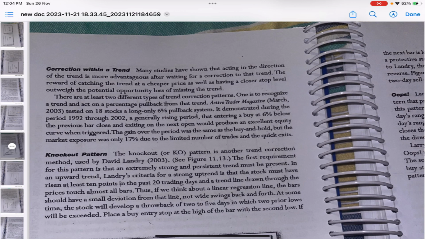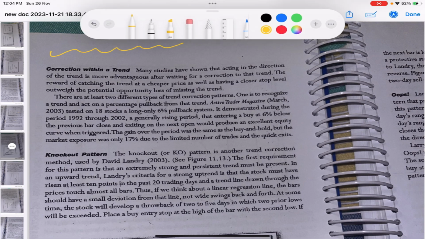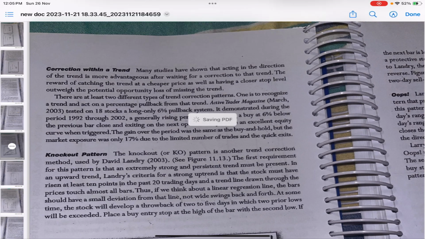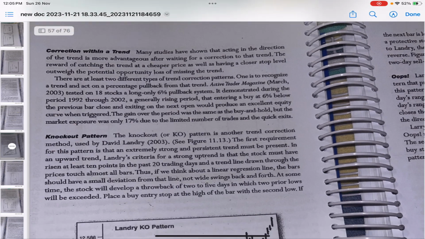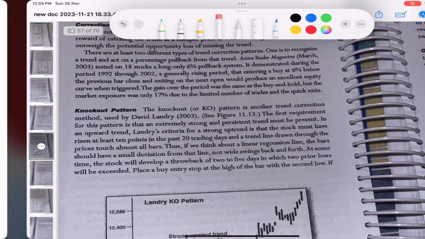Okay, so the first type of the other patterns we are going to see is correction with a trend. Now, whenever a trend is going on, let's say an uptrend is going on like this, it will take a correction and then it will go up again. So this correction is inevitable, and this is something which will occur no matter what. And vice versa, if there is a downtrend, the correction will appear on the upside. So the reward of catching the trend at a cheaper price as well as having a closer stop level will outweigh the potential opportunity loss of missing out on the trend. Alright. So we all know what opportunity loss is.